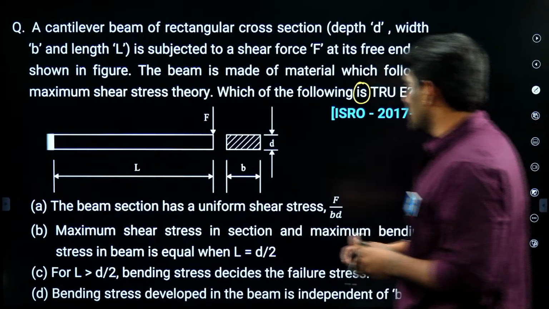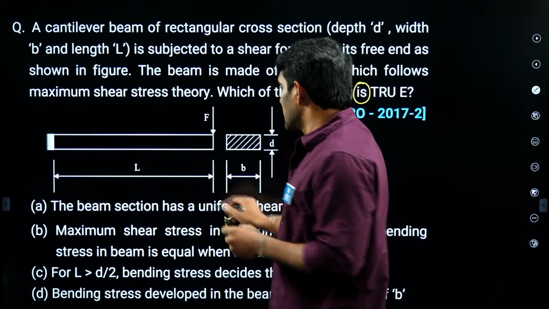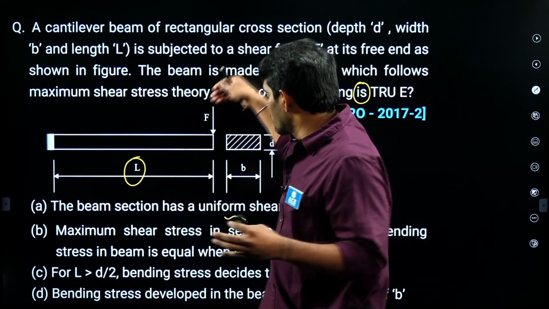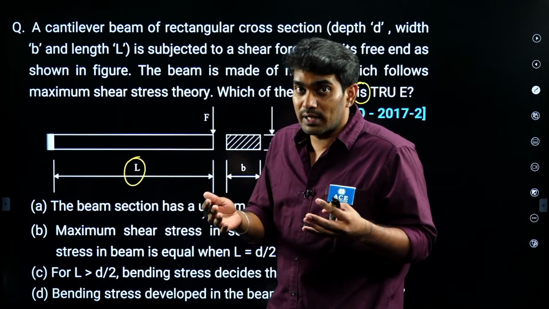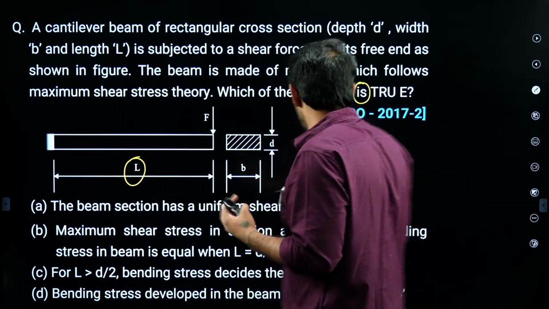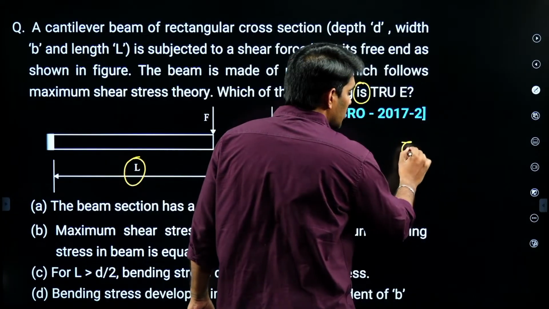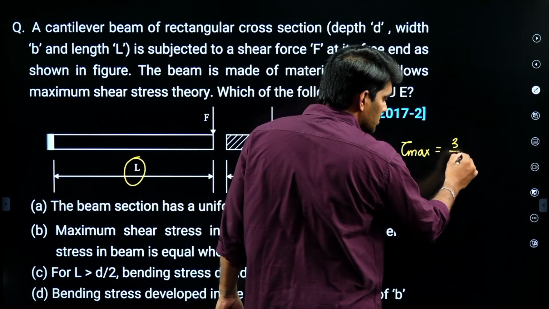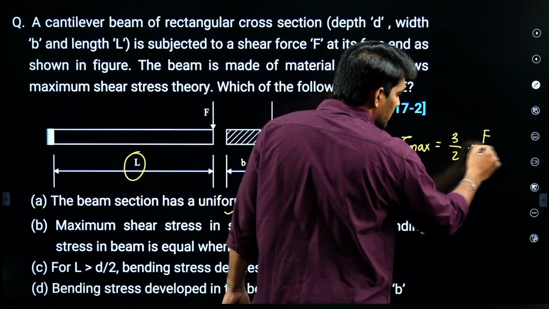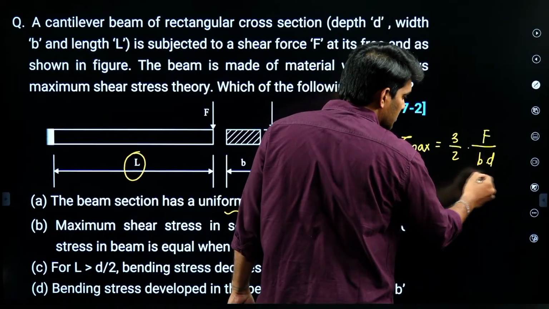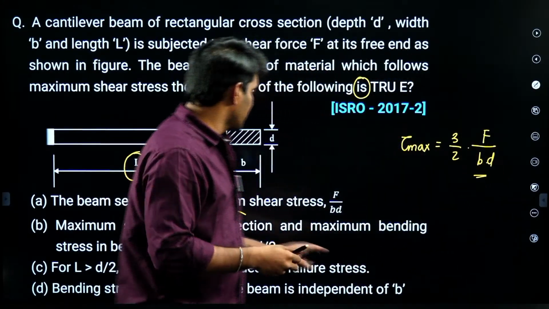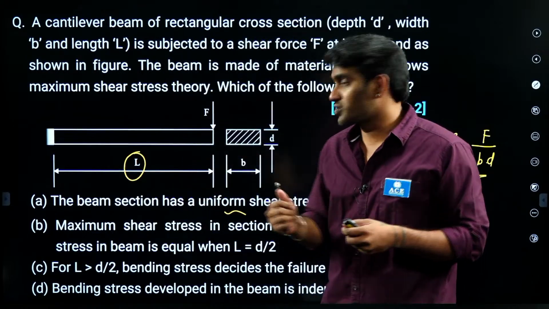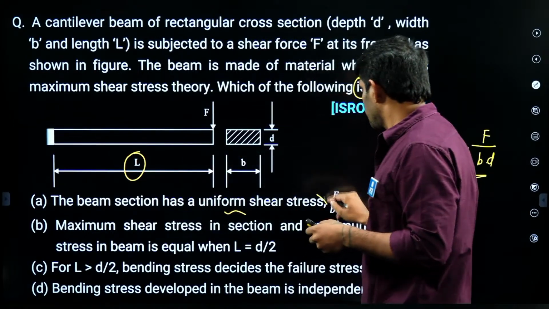You can notice for option A, if the length is large, this becomes a transverse load. Due to transverse load, the maximum shear stress equation is: tau max is 3 by 2 times F divided by B into D for a rectangular cross section. So it is not F divided by B into D, it is 1.5 times more than the average value, which means this is wrong.